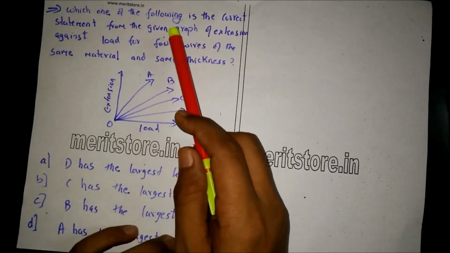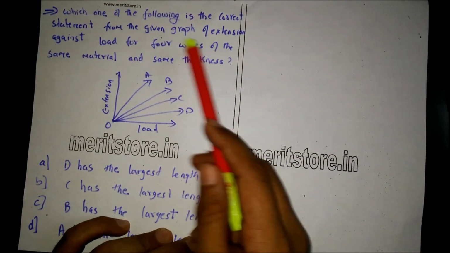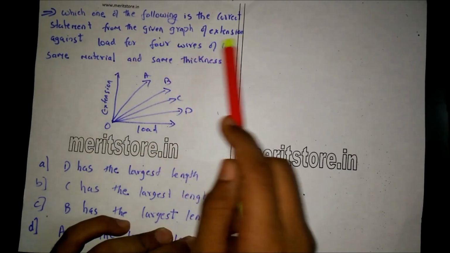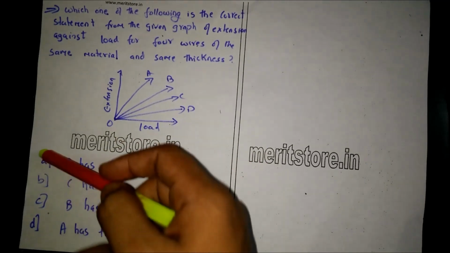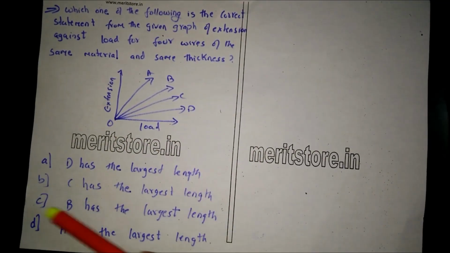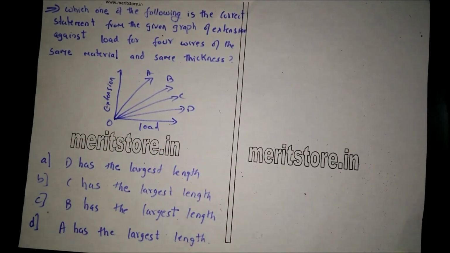Which one of the following is the correct statement from the given graph of extension against load for four wires of the same material and same thickness? Here is the graph. Now here are the options. Either D has the largest length, or C, or B, or A has the largest length.